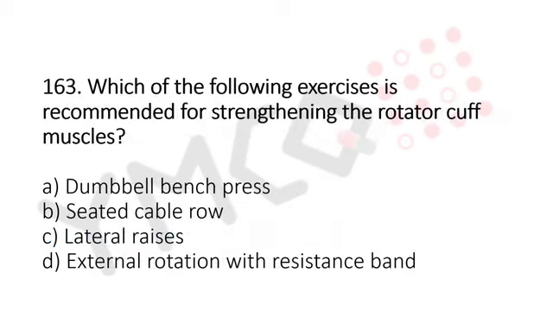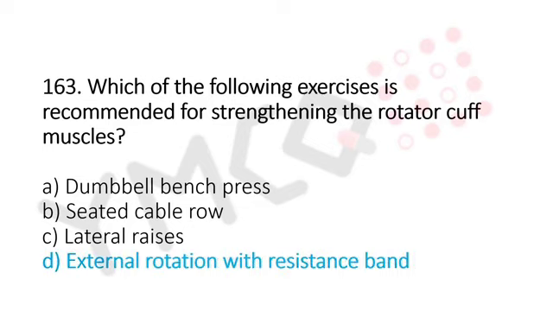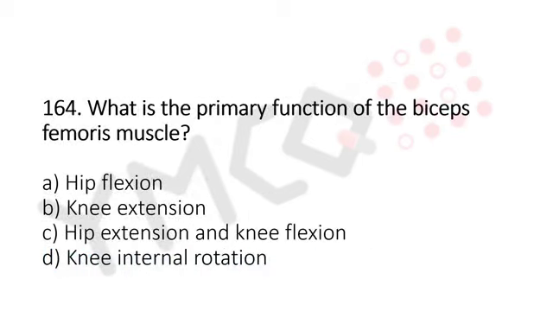Which of the following exercises is recommended for strengthening the rotator cuff muscles? Option A, dumbbell bench press. Option B, seated cable row. Option C, lateral raises. Option D, external rotation with resistance band. And the answer is option D, external rotation with resistance band. Now let's move to question number 164.